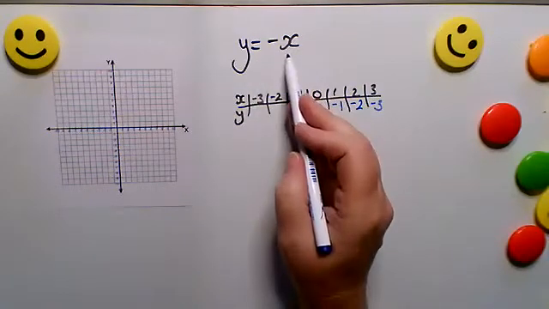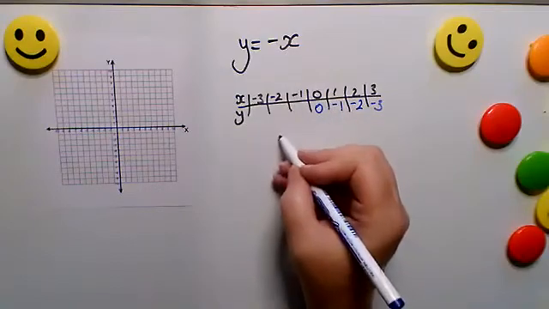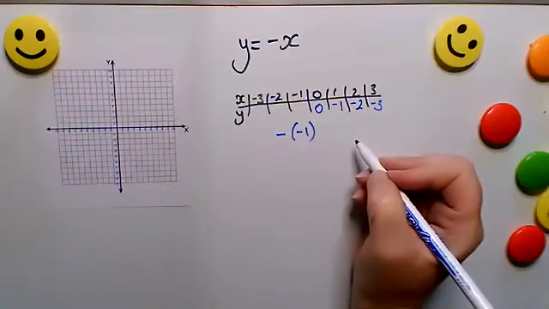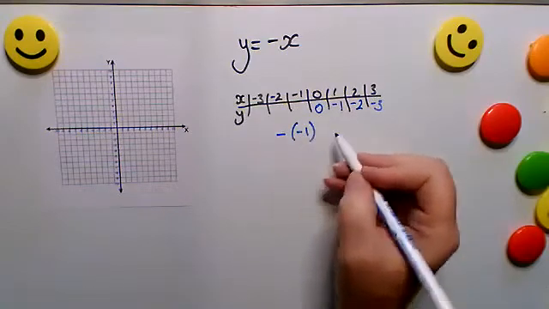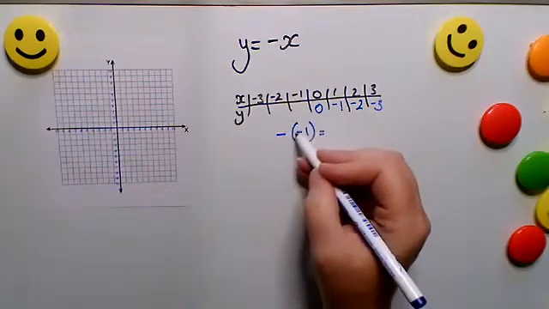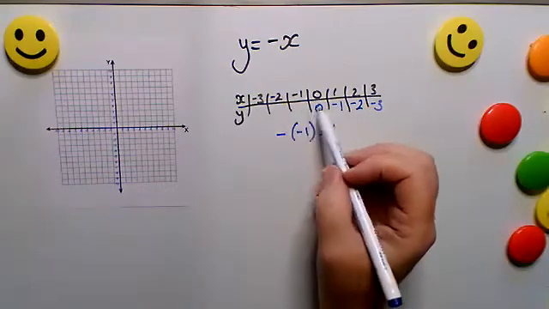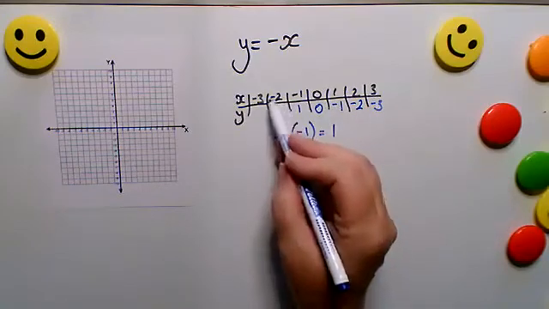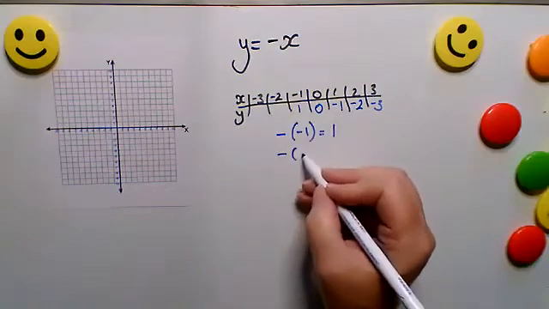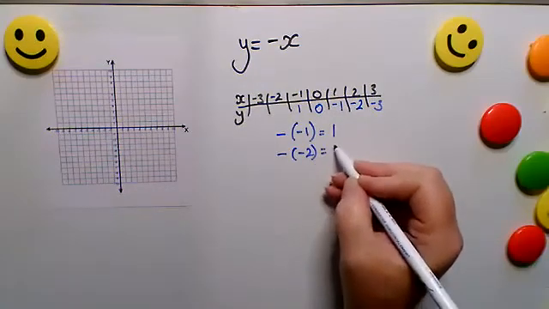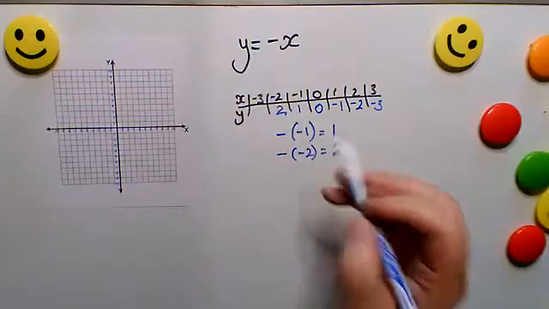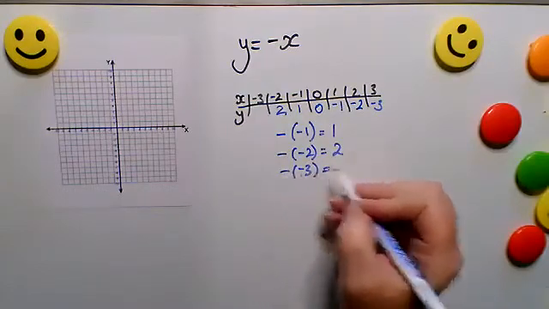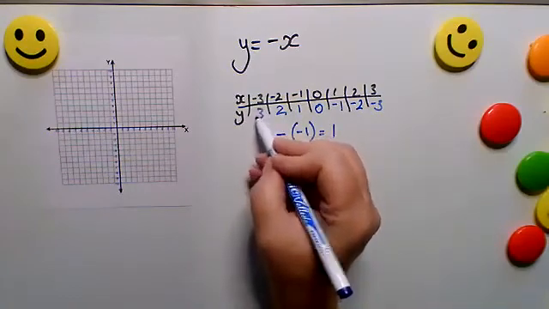When x is negative 1, if we just substitute that in, that would be minus negative 1. And when we subtract a negative, that's the same as creating a positive. So that would give us a coordinate value of 1 for y when x is negative 1. The same when x is negative 2, that would be minus negative 2, which would be plus 2. And for when x would be negative 3, because it's subtract negative 3, that would give us a positive 3.